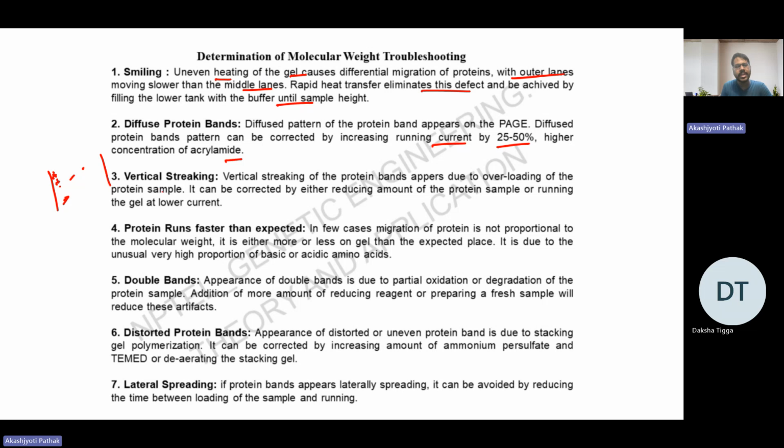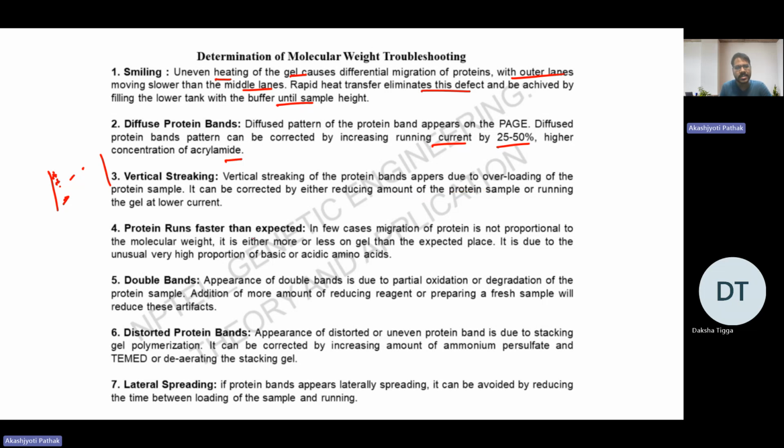Okay. Vertical streaking is what? If you are overloading the protein sample, then what will happen? You will get smear-like bands. Okay. So how will you reduce this? By reducing the amount of protein sample, by loading a lower amount of protein, or by running the gel at a lower current.